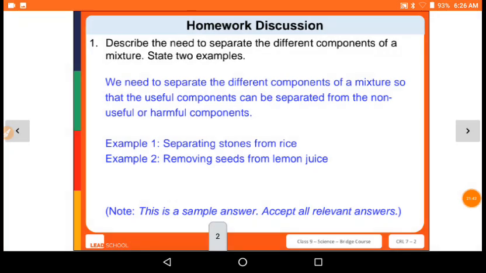Now let's see the questions. Describe the need to separate the different components of a mixture. State two examples. We need to separate the different components of a mixture so that useful components can be separated from non-useful or harmful components. Example 1 is separating stones from rice, and example 2 is removing seeds from lemon juice. So these are the two examples of separating components from a mixture.